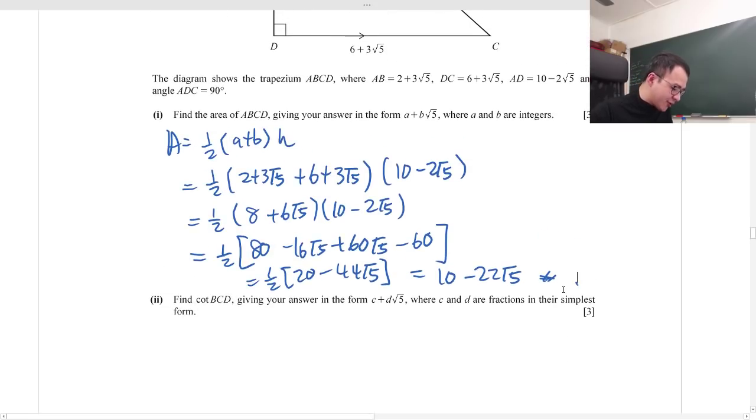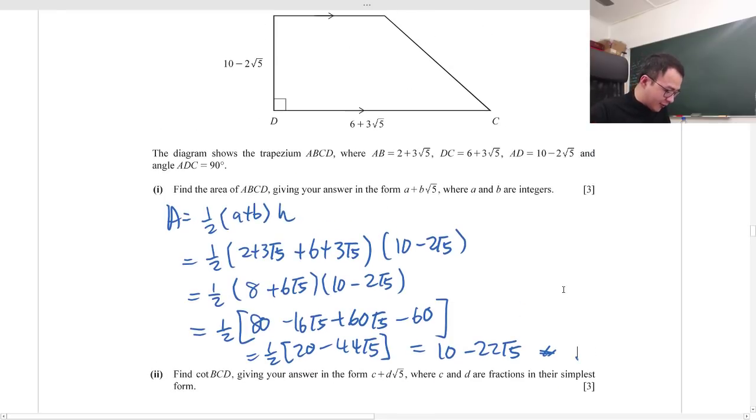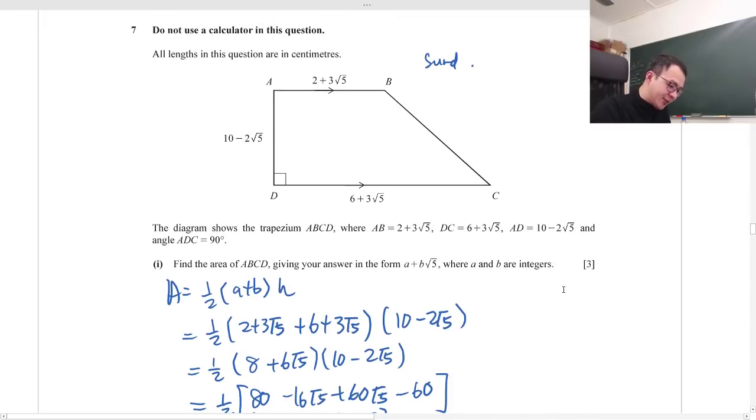And find the cotangent of angle BCD. Give your answer in that form. Okay, let me see where's the angle first. BCD is about this angle. Since it's about trigonometry, I will need a triangle, so I add this line by myself.